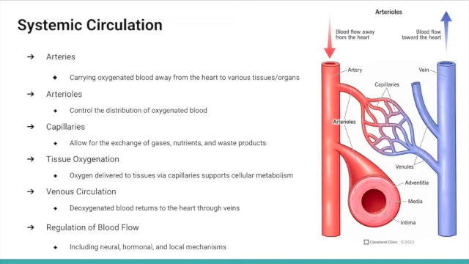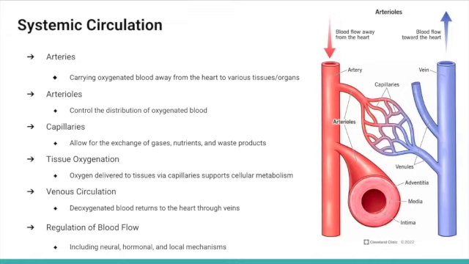First, we have arteries. Oxygen-rich blood is ejected from the left ventricle and enters the systemic circulation through the aorta, the body's largest artery. The aorta branches into smaller arteries, which further divide into arterioles. Arteries serve as conduits for oxygenated blood, carrying it away from the heart to various tissues and organs.